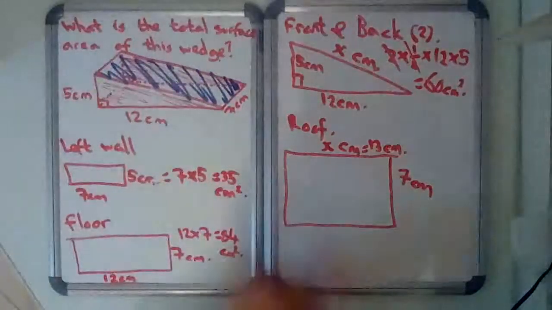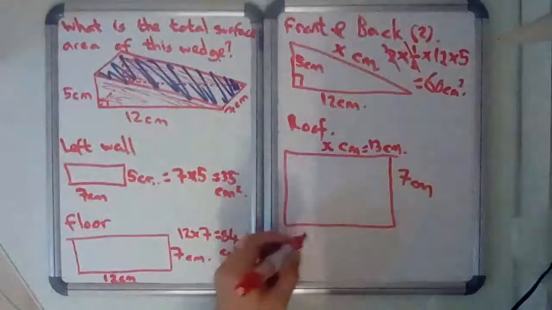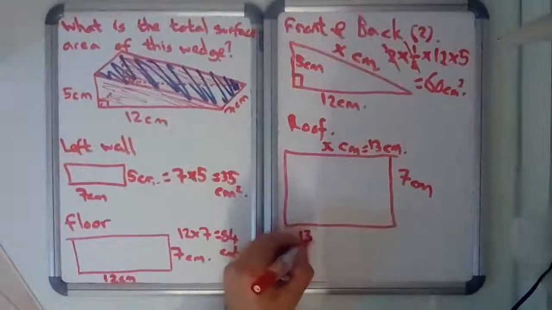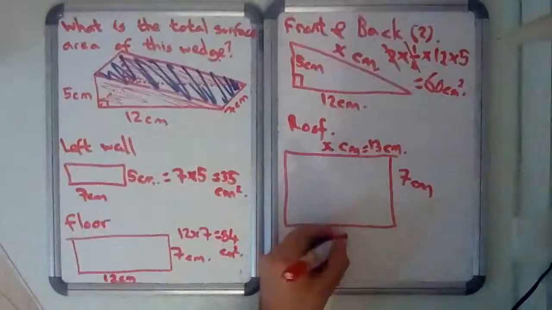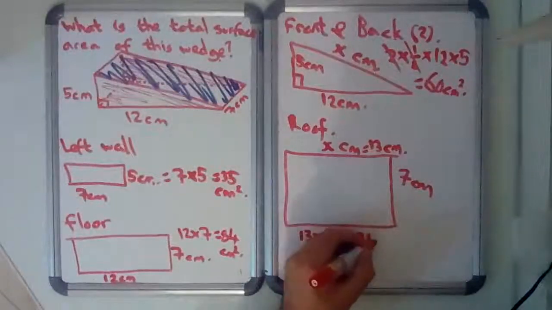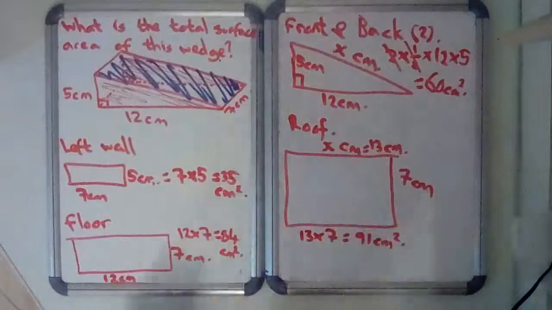So for the roof, now we've got x is very simple, 13 times 7. Well, we know that 12 sevens are 84, so 13 sevens must be one more 7 than that, so that must be 91 centimeters squared.